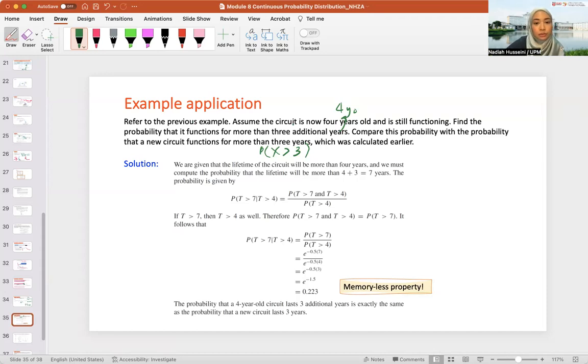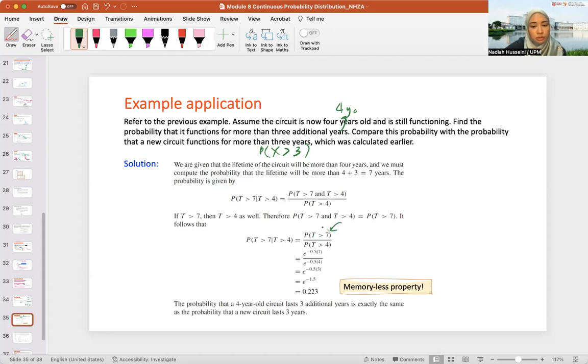Again, the question is telling you the circuit is already 4 years old. It's asking you if it can function an additional three years. So that would make the age of the circuit 7 years. So probability of T being greater than 7, given that it is already greater than 4. You would write the equation like this. We have seen this in module six. If T is greater than 7, then T is also greater than 4, right? Basically means the same thing. Therefore, probability of T being greater than 7 and T being greater than 4 is just probability of T being greater than 7.